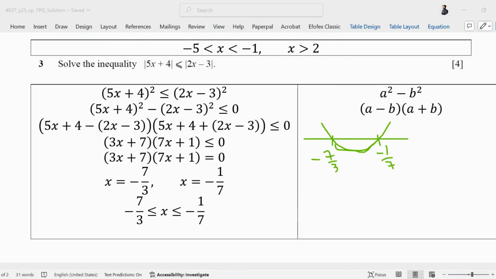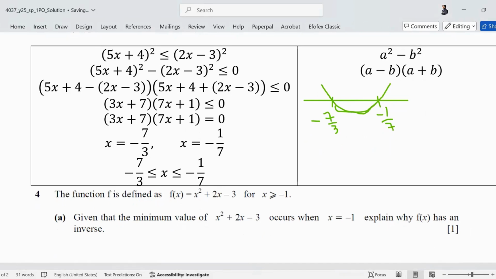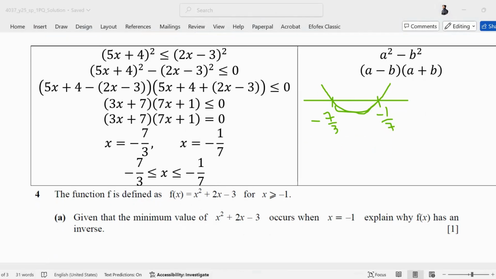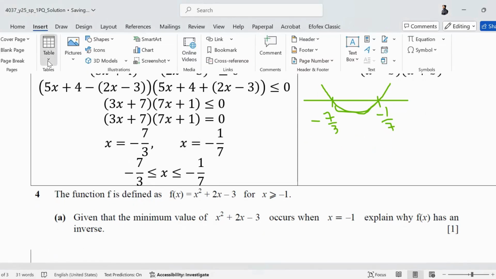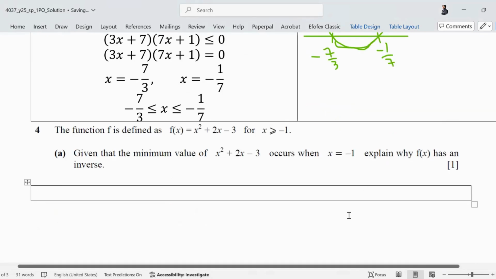Moving on to question number 4, another function related question. The function f is defined as a quadratic function, x² + 2x − 3, and the domain is x greater than or equal to −1. Given that the minimum value, they've already provided us with the minimum value. We could have just figured it out ourselves as well, because when x is −1, explain why f has an inverse.